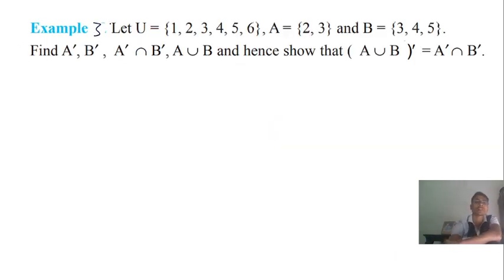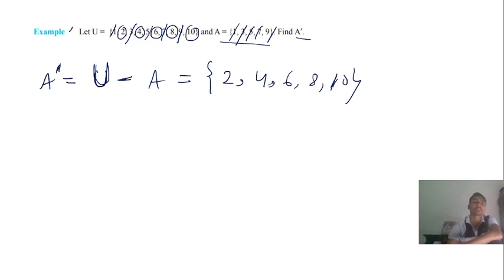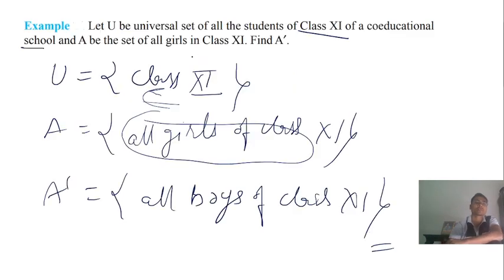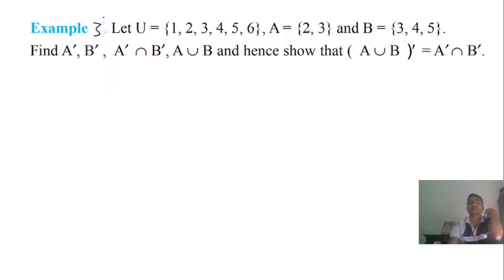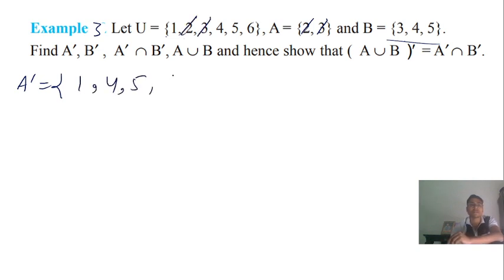Coming to example number 3 today. This was example number 1, this was example number 2, and now we are doing example number 3. Here we are given a set U as 1 2 3 4 5 6, A as 2 3, and B as 3 4 5, and we have to find various things and prove one result. I am writing A complement here. A complement is U minus A, so I am subtracting A from U. Removing 2 and 3, the elements left in U are 1 4 5 6.